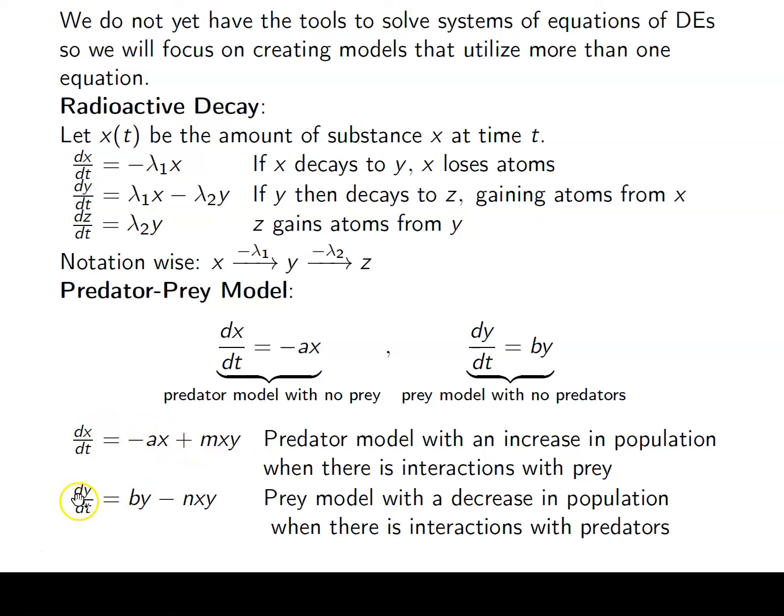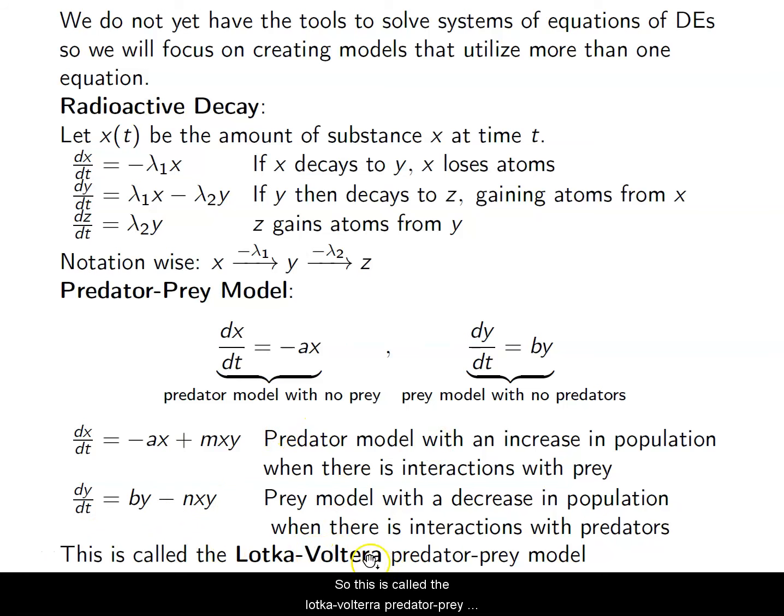Here, this is a model where the prey is again having interactions with predators, right? So they're going to decrease based on the number of interactions that they have with the predator. So obviously, the more predators that are around, the more that this is going to take away from the growth rate of this amount. Okay, so this is called the Lotka-Volterra predator-prey model, right? This system here. So again, the predators and the prey are within the same system. So the predators get to have interactions with the prey, and the prey have interactions with the predators.